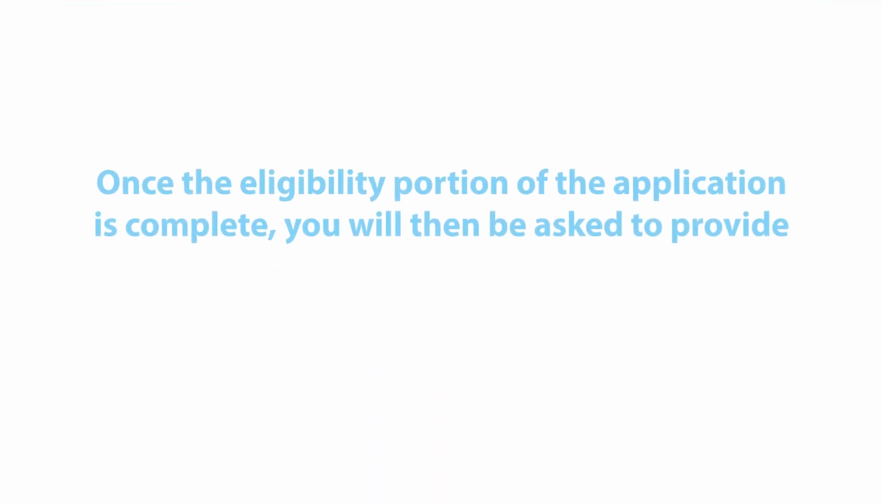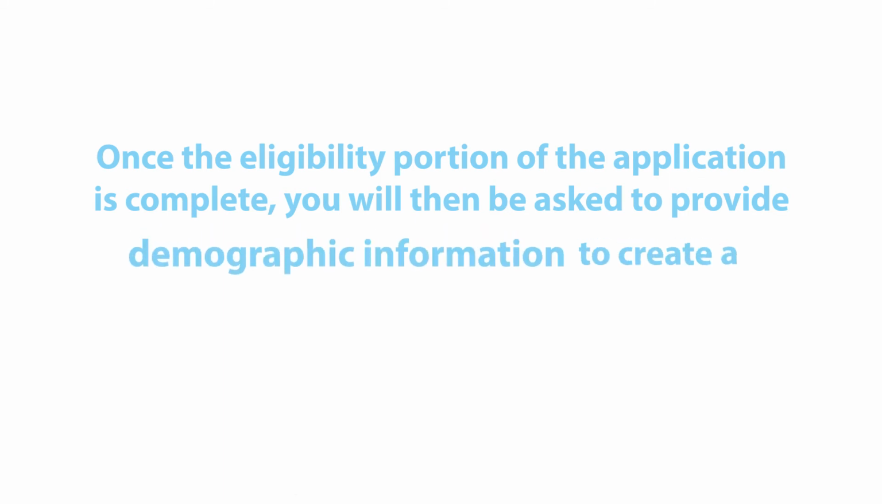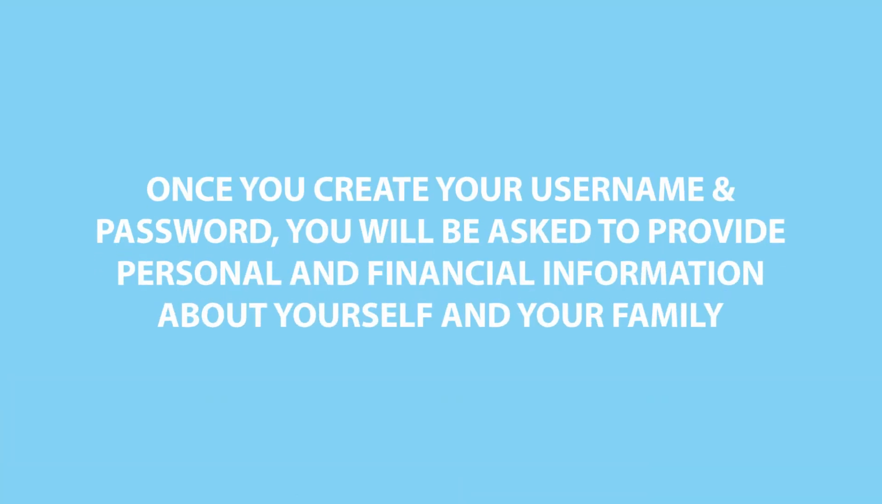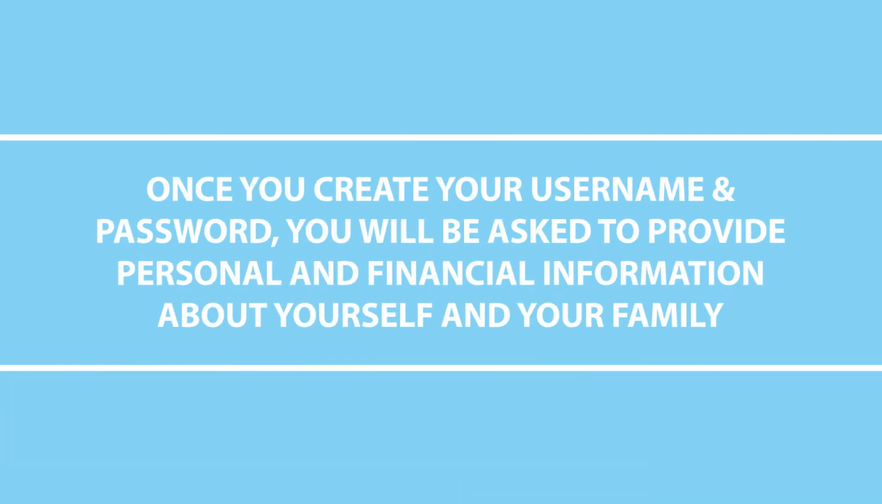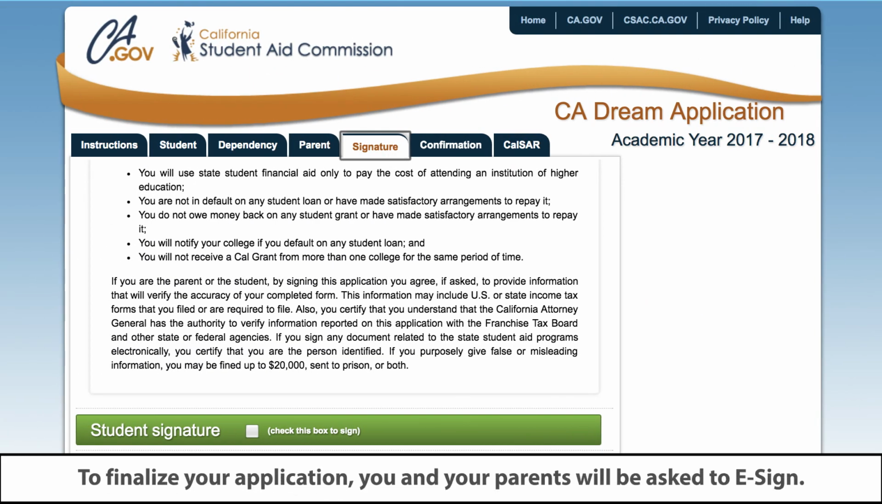Once the eligibility portion of the application is complete, you will then be asked to provide demographic information to create a username and password. Once you create your username and password, you will be asked to provide personal and financial information about yourself and your family. To finalize your application, you and your parents will be asked to e-sign.